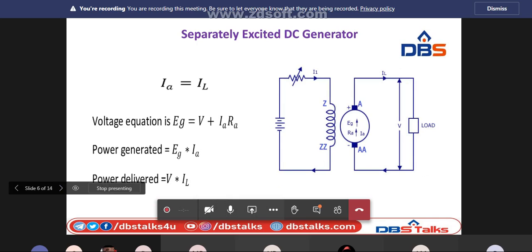So look, from the diagram IA is equal to IL, right? And apply the KVL. Minus EG plus IARA plus V equal to 0. Therefore EG is equal to V plus IARA, plus the brush contact drop. I am not mentioning it here, but plus BD is there.